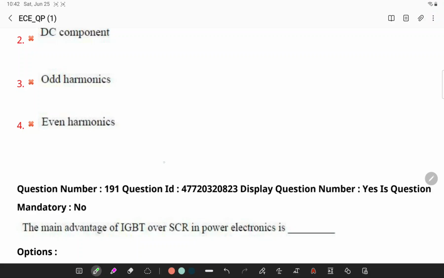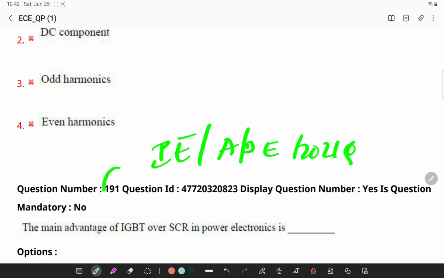Today let's solve questions related to industrial electronics in the AP ECET 2021 question paper. So let's get back to the first question.